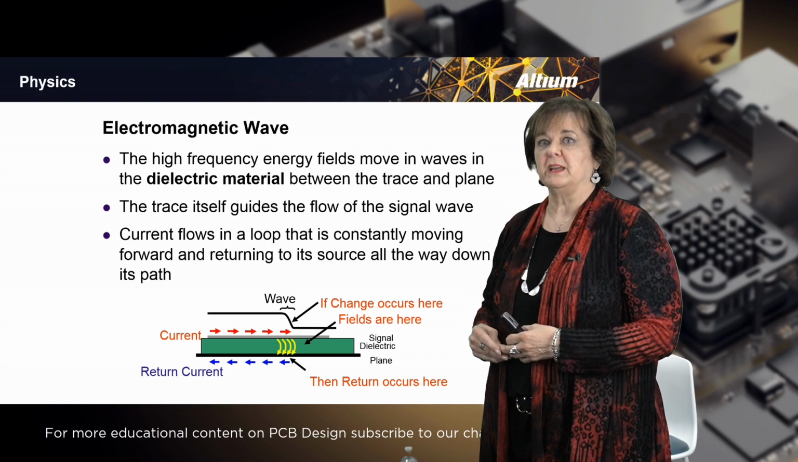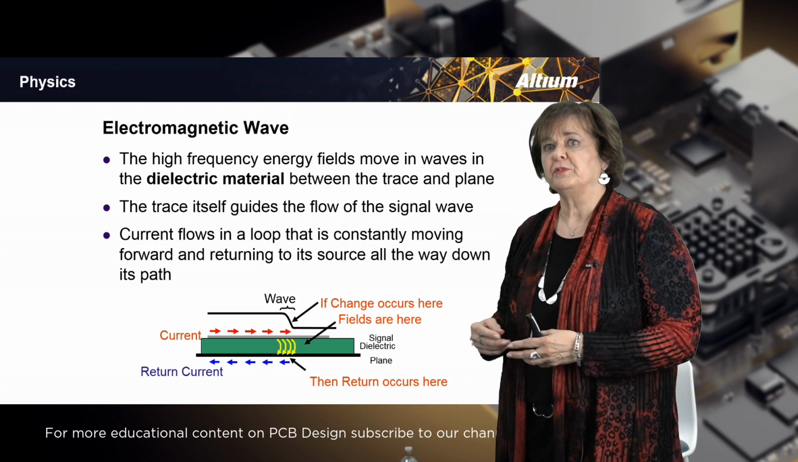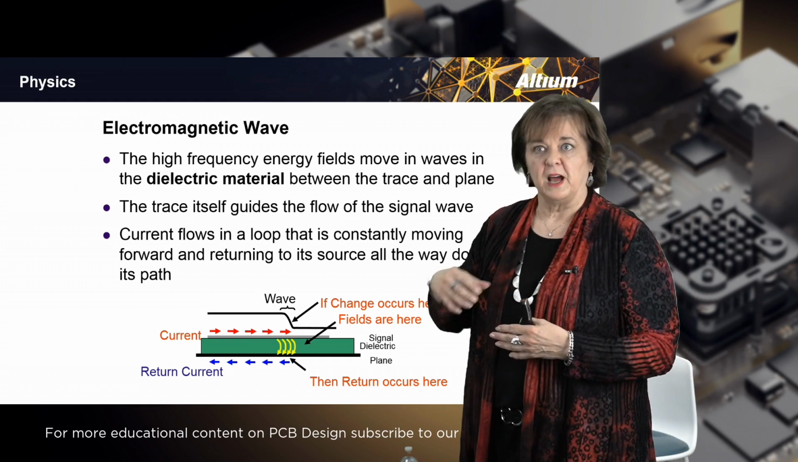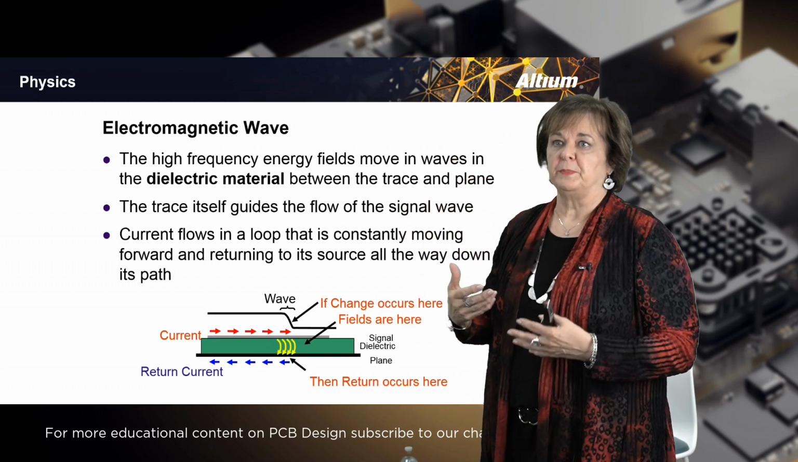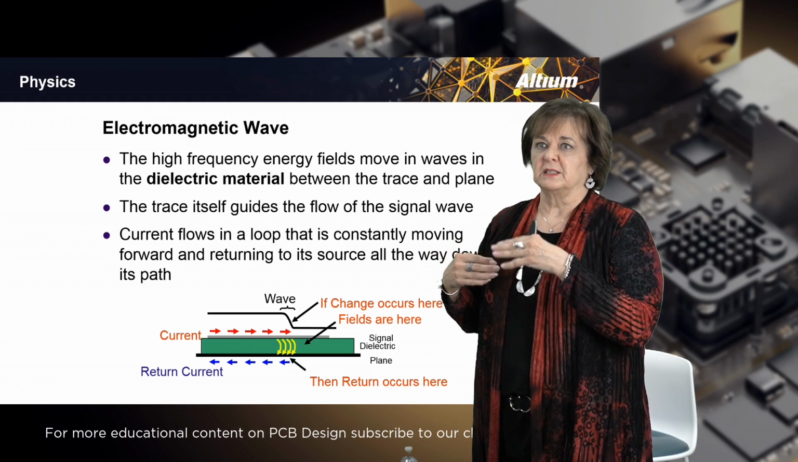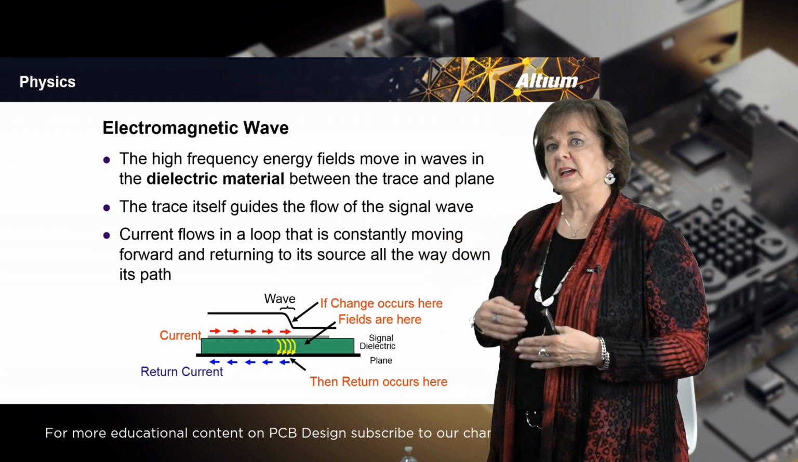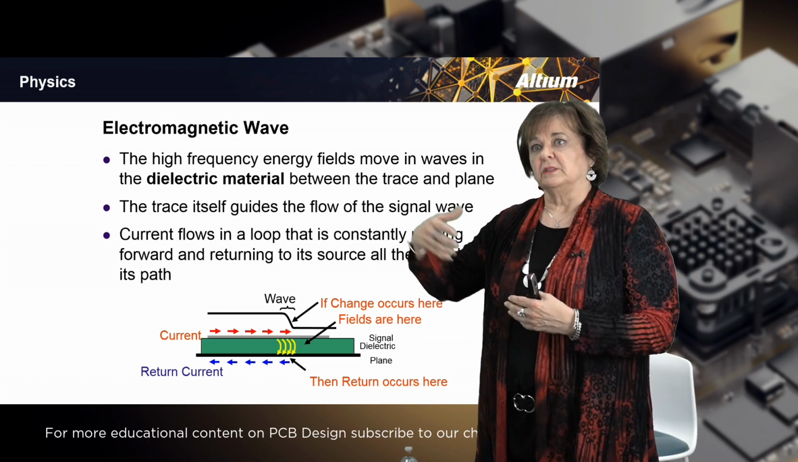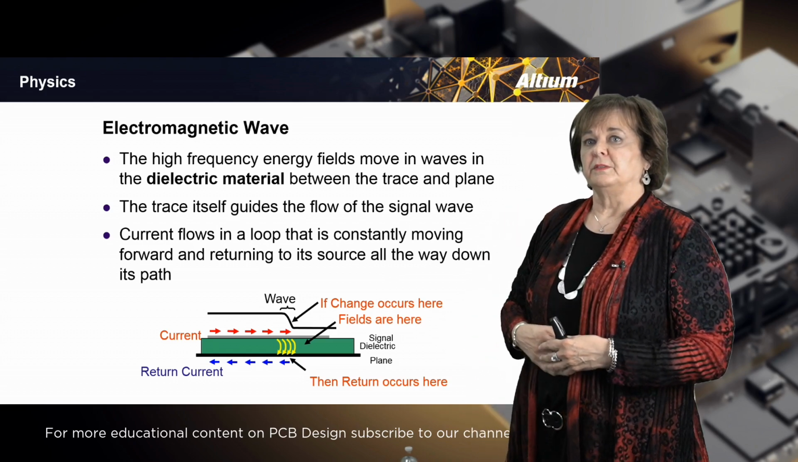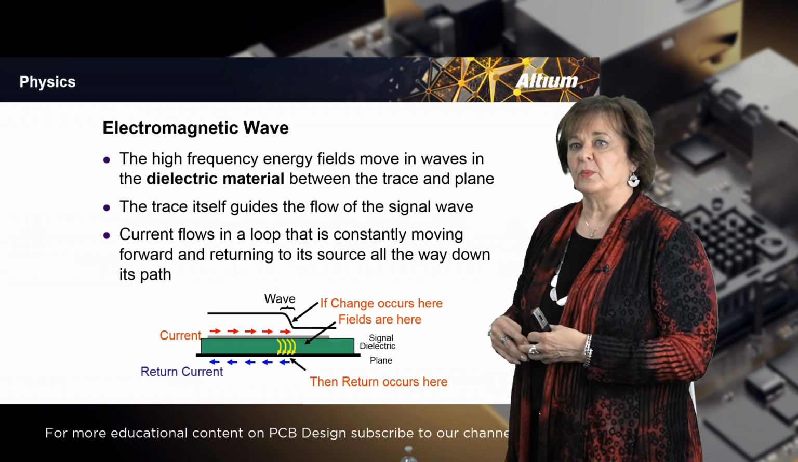The electromagnetic wave is what is being produced by the electric and magnetic fields. The high frequency energy fields move in dielectric material. They don't move in the copper, despite what many people think. They are not in the copper themselves, or if they are, it's only by just the tiniest of skin effects. But the trace guides the wave, which is flowing in the dielectric material between the signal and wherever it's going, its load. The current flows in the loop that is constantly moving forward and returning to the source all the way down the path.